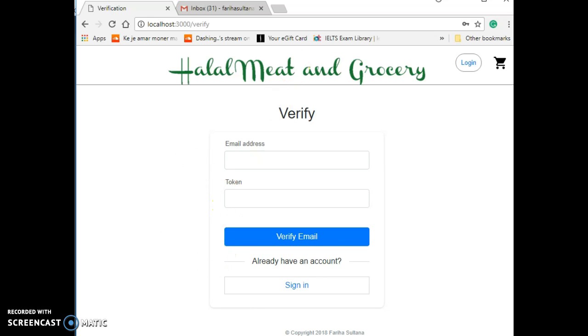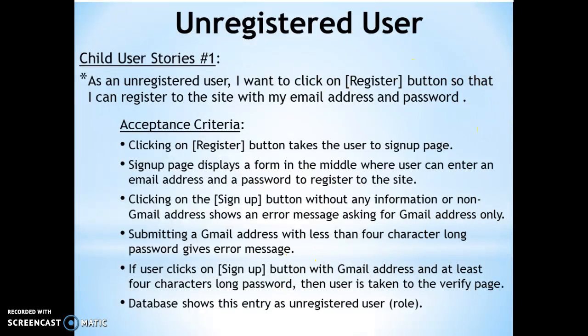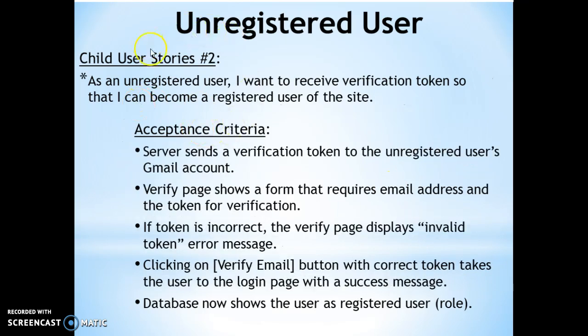I will go back to the PowerPoint first. The second user story, or child user story, is: as an unregistered user, I want to receive a verification token so that I can become a registered user of the site. Acceptance criteria: the server sends a verification token to the unregistered user's Gmail account. The verify page shows a form that requires an email address and the token for verification.